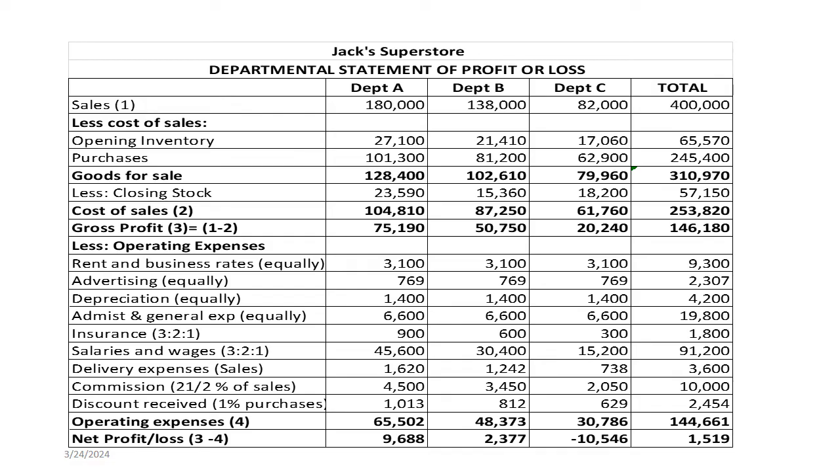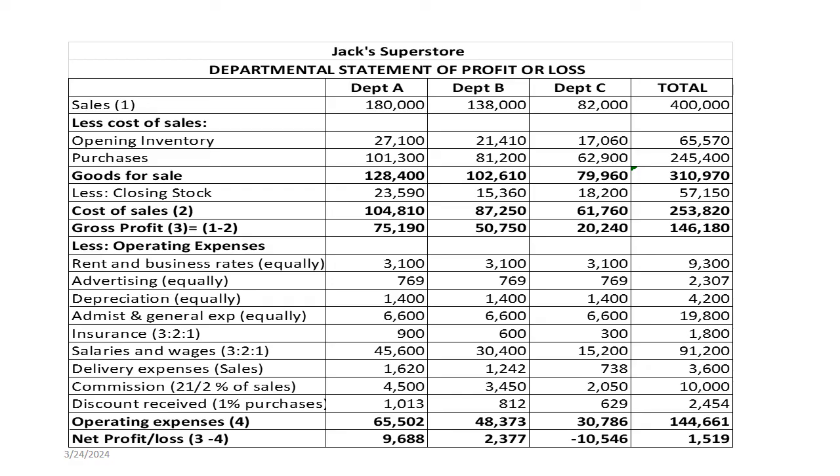So to get a gross profit, we take sales, which is denoted by 1, minus cost of goods sold, which is denoted by 2. So if you take those, for each department, Department A has a gross profit of 75,190, Department B 50,750, Department C 20,240. And this gives us a total of 146,180.